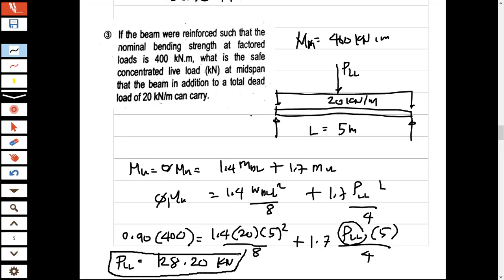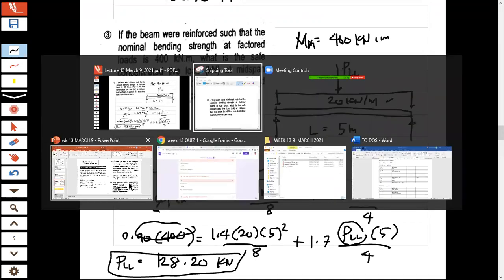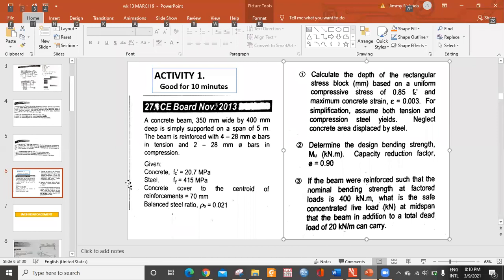If there is already an existing uniform load of 20 kilonewton meter and the nominal bending strength factored is 400, since it is nominal, multiply it by 0.9, then you have it to be Mu. It becomes Mu that will be equal here. Any question? Okay lang? Okay lang po. Okay, so let's continue.